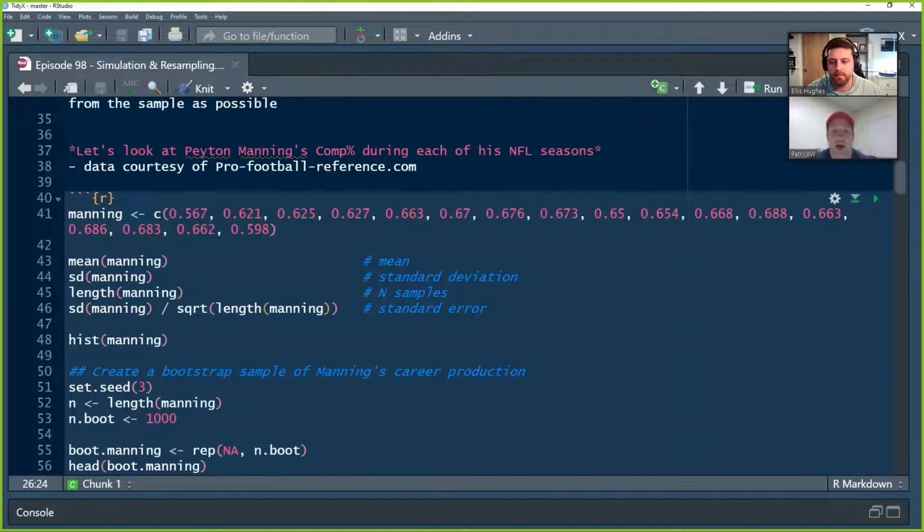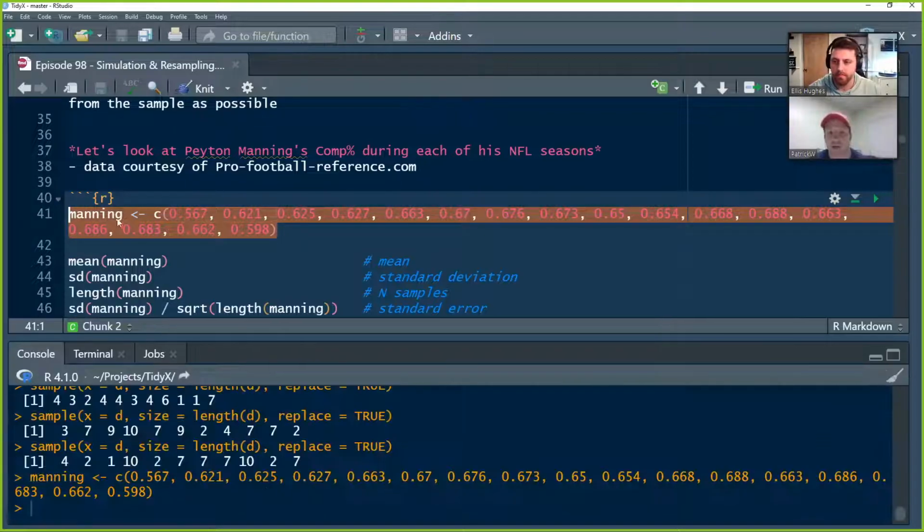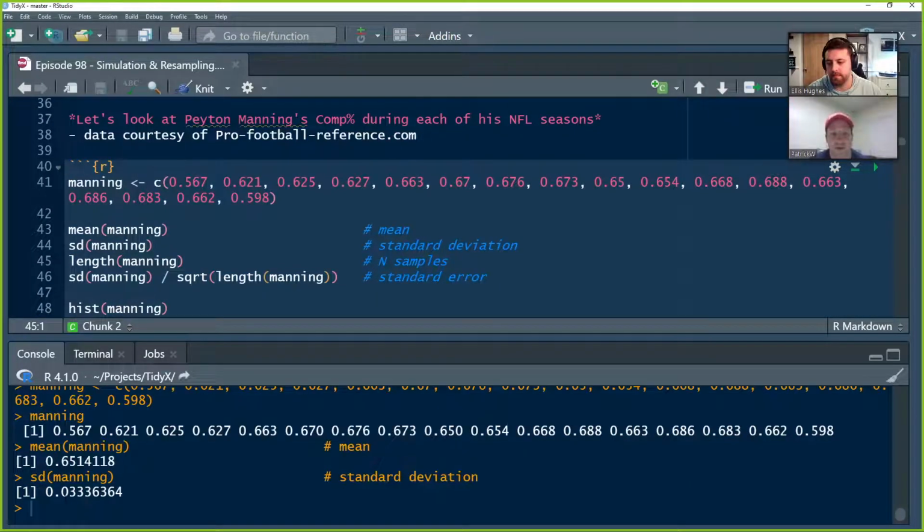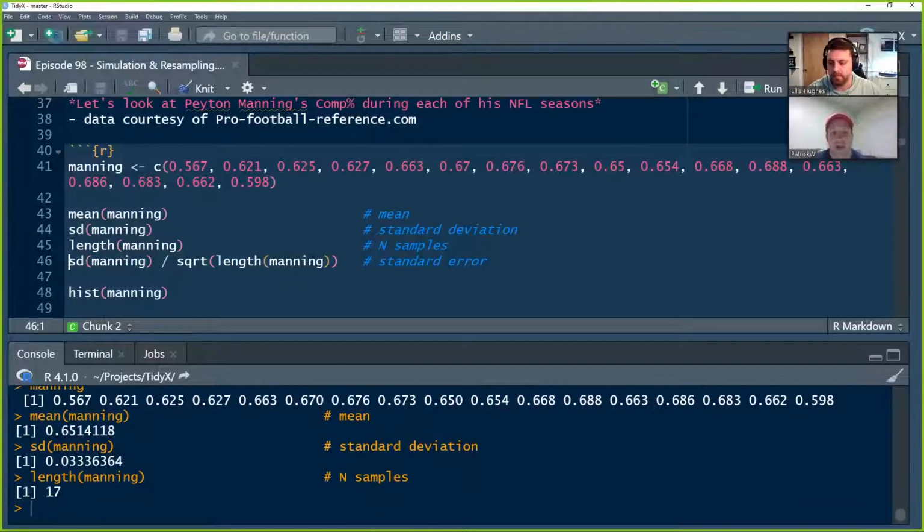So our friends over at profootballreference.com, we went over there and we got Peyton Manning's completion percentage during each of his NFL careers. And I just manually typed those into a vector for us. And so we can run this and we can use R's built-in functions to get our measure of central tendency. So on average over his career, he was a 65% passer with a standard deviation of about 3.3%.